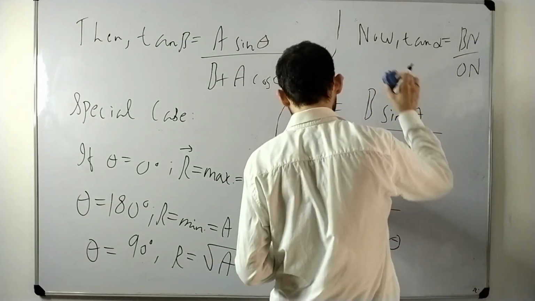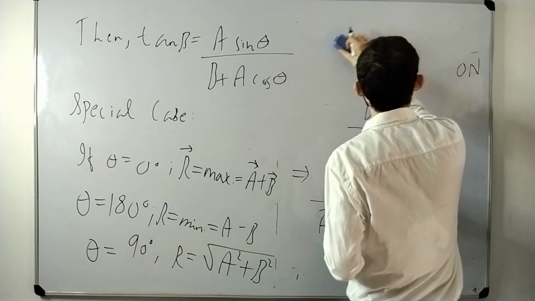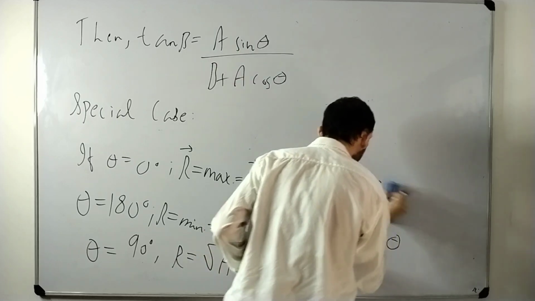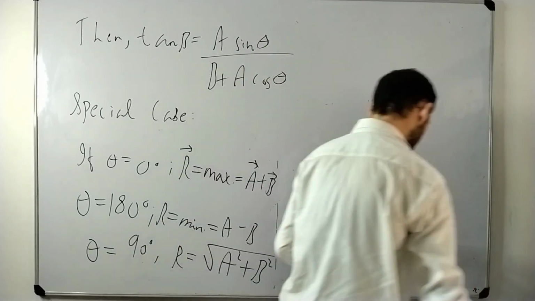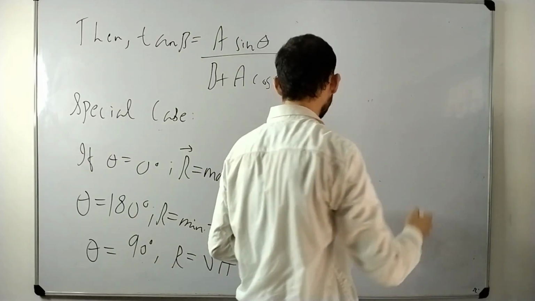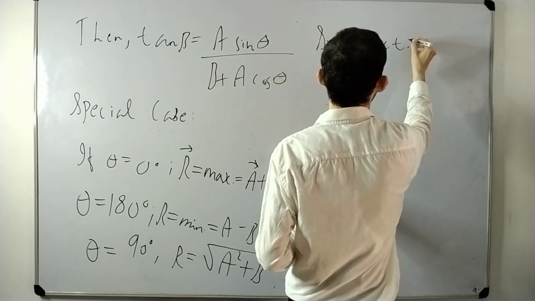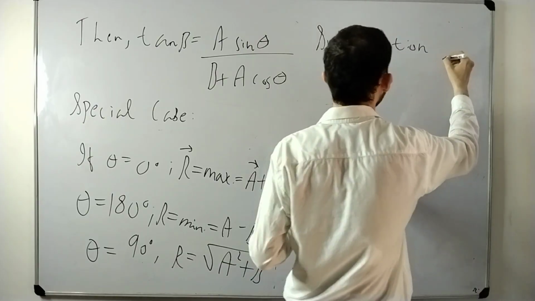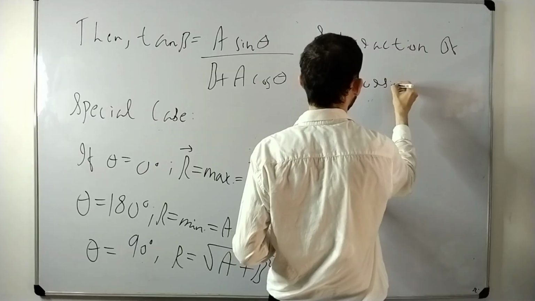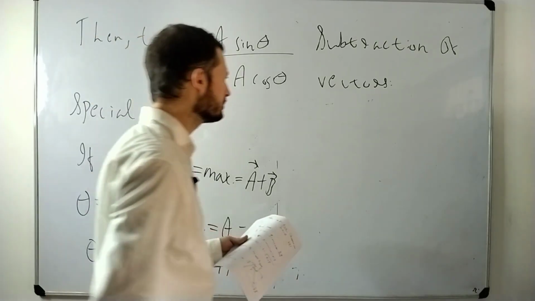So the next part, subtraction of vectors. What does subtraction of vectors say? Subtraction of vectors is actually the same analogy of addition of vectors. Right, students? How, sir? How can it be the same analogy?